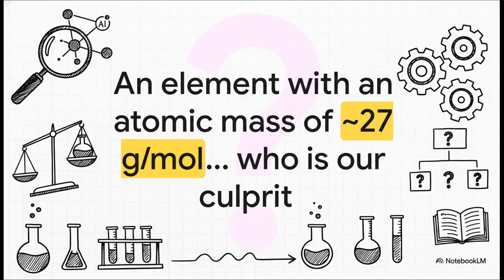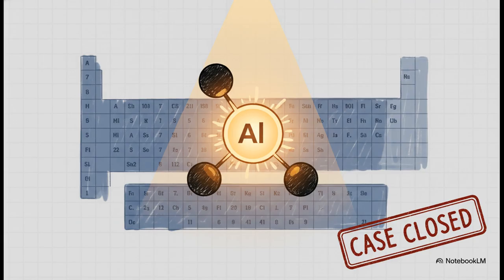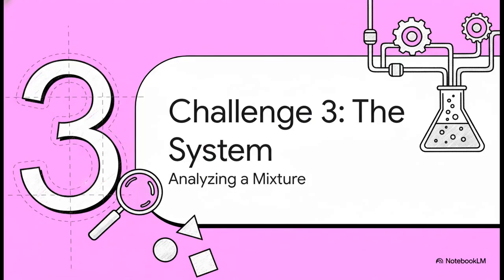So, the big question. We are looking for an element on the periodic table with an atomic mass that's almost exactly 27 grams per mole. Who's our culprit? Any ideas? And if you look it up, there it is, right on the periodic table, aluminum. The mystery is solved. Our unknown compound is actually aluminum chloride, AlCl3. Case closed.